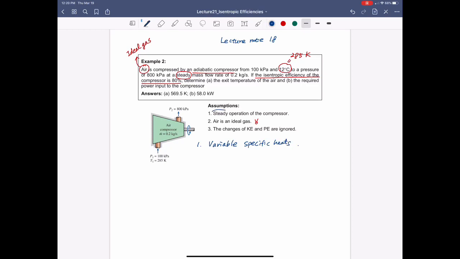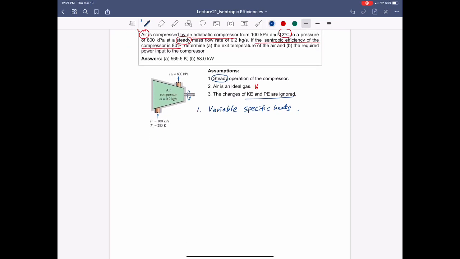Again, your compressor is in steady condition, and we also ignore the kinetic energy and potential energy changes. Now, let's try to draw the TS diagram. Because we are dealing with air, which is assumed to be an ideal gas, we basically don't worry about any phase change. So when you deal with this air, we don't have to worry about the saturation dome.